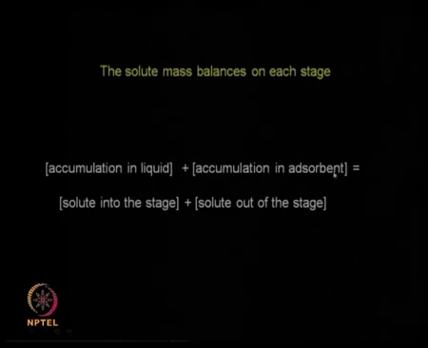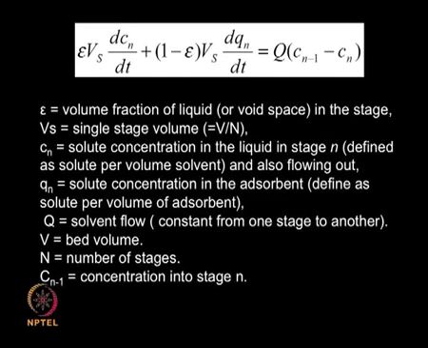Now, there are two types of accumulation. One is the accumulation of the solute in the continuous phase, and the other is the accumulation of the solute in the stationary phase, or the adsorbed phase. So we have the solute coming in because of the stream travelling inside, minus the solute going out because of the stream that is leaving, and that is equal to the accumulation. Accumulation is of two types: accumulation in the liquid and accumulation in the adsorbent. So let us look at a stage n.